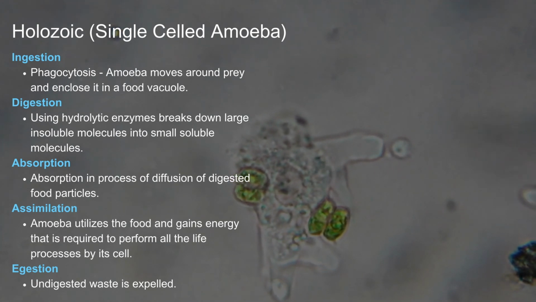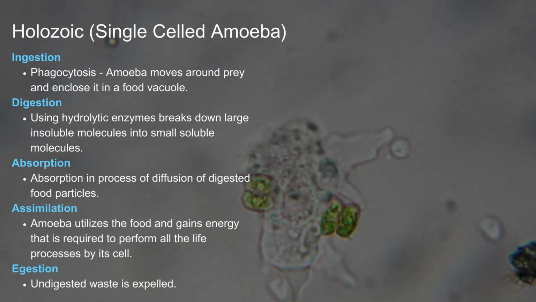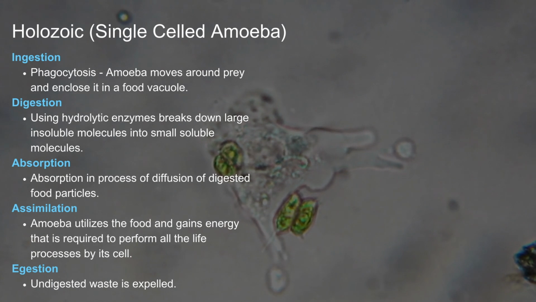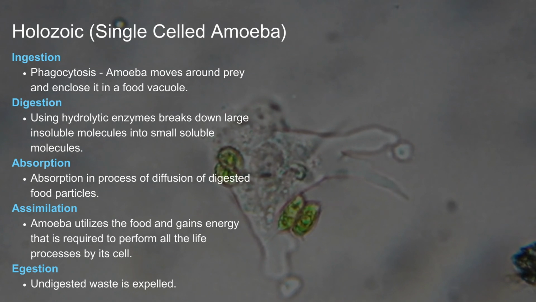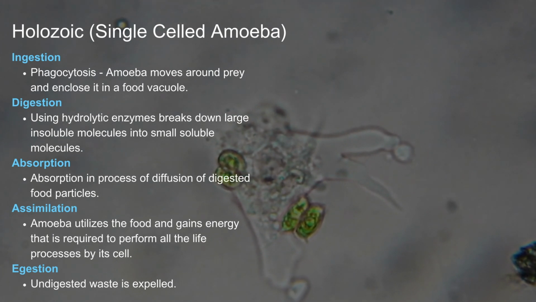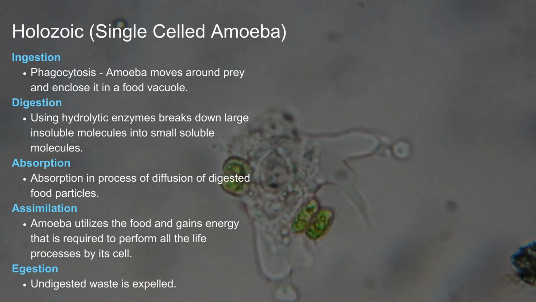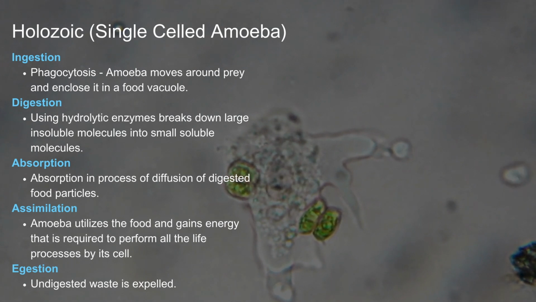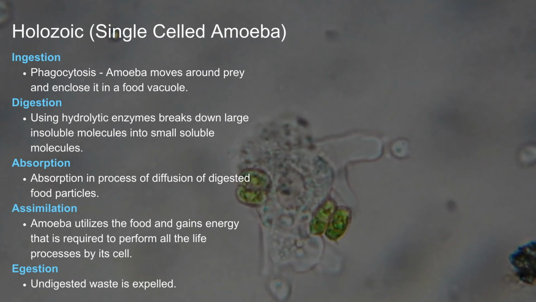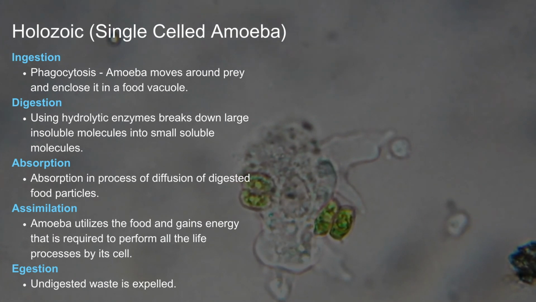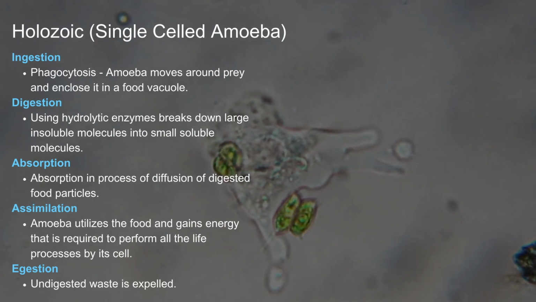It starts with ingestion, so phagocytosis. The amoeba moves around the prey and closes the food vacuole, followed by digestion, which uses hydrolytic enzymes. Next is absorption, which is a process of diffusion of these digested food particles. Then assimilation, which means the amoeba uses the food and gains the energy that is required from the food. So it's making the food useful, essentially. And then egestion: all the egested waste food is expelled.